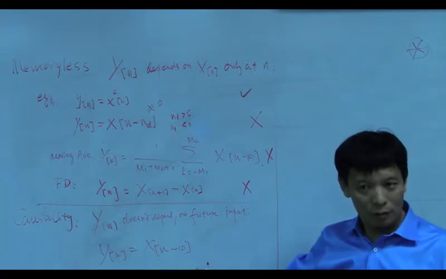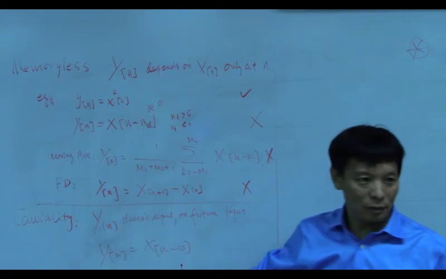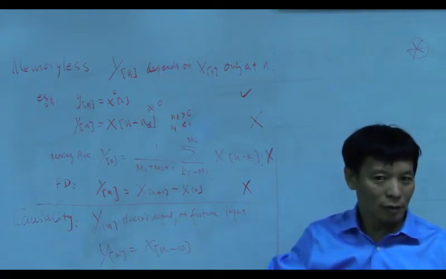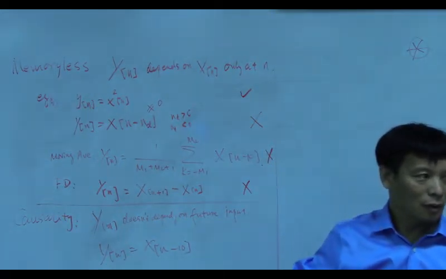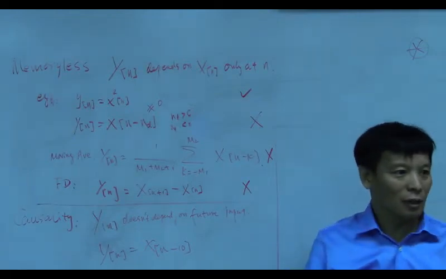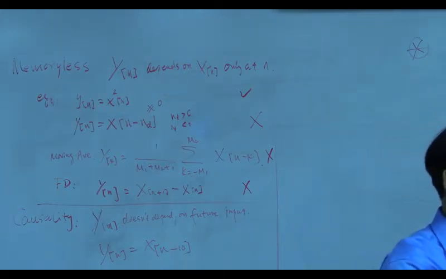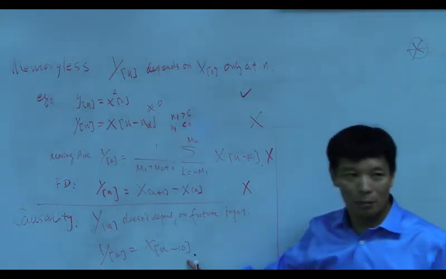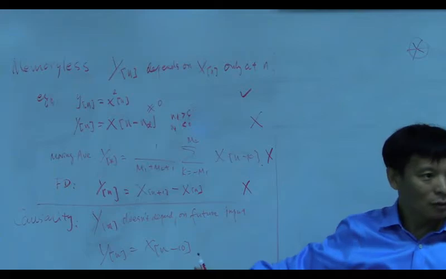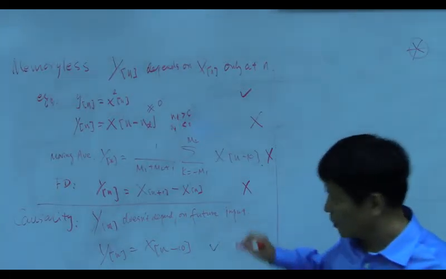Do we know this value when n equals 100? Is this a future value? Which one is future, 100 or 90? Right now we are at 100. Is 90 past or future? Yes, it's past. So this one only depends on the past value. So is this causal? Yes, so this is causal.